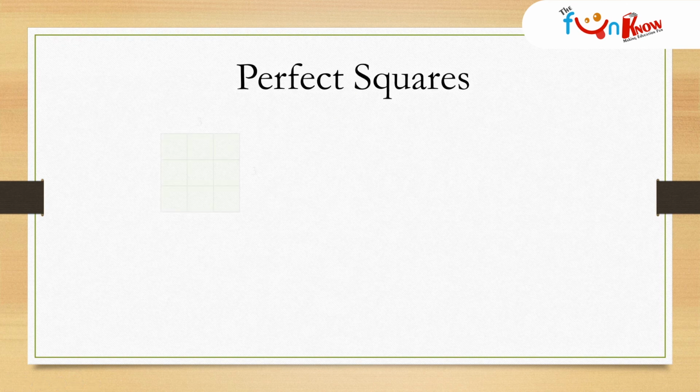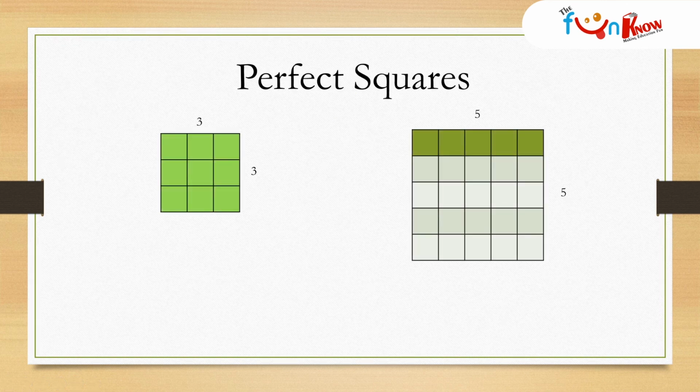Now students, let us understand what you mean by perfect square. Students, if we are talking about 3 into 3, can you see how much it will be? 1, 2, 3, 4, 5, 6, 7, 8, 9. So when you do 3 into 3, you get exact numbers, right? That is known as a perfect square. Even 5 into 5, you get exact numbers, 5 rows and 5 columns. So 5 into 5 gives the answer 25.